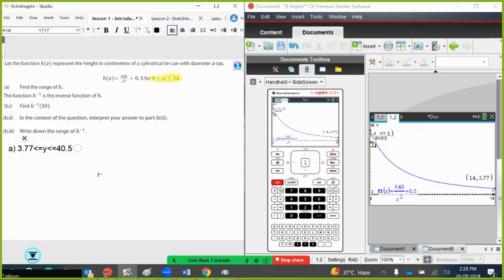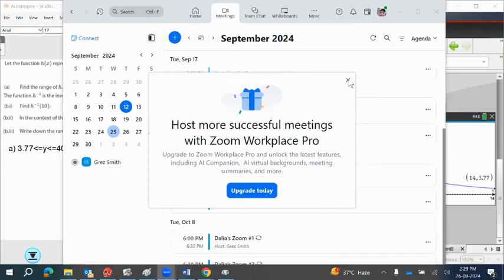B, what is the value of the inverse function when x equals 10? So with the inverse function, if you remember, the way I can solve this problem on the calculator is I'm going to trace a point. I want to find where y is equal to 10 and then find the intersection.